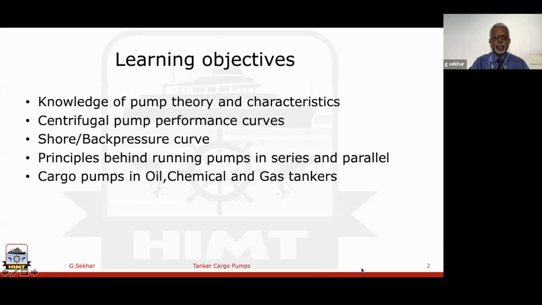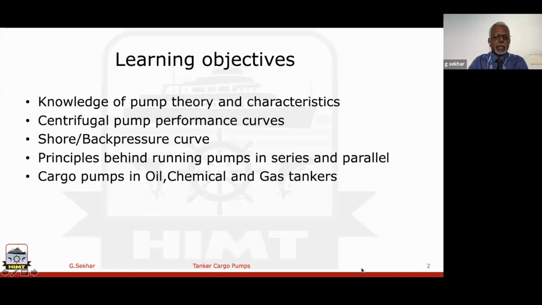If you go a little further, the learning objectives of this session are knowledge of pump theory and characteristics. I am going to briefly touch on this because it has been discussed in detail in my last session. And pump performance curves, I will show just one or two slides, as how to make the curve we have already discussed.